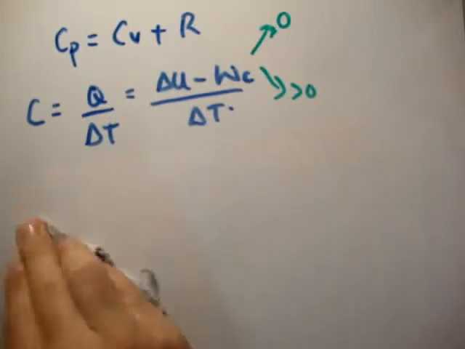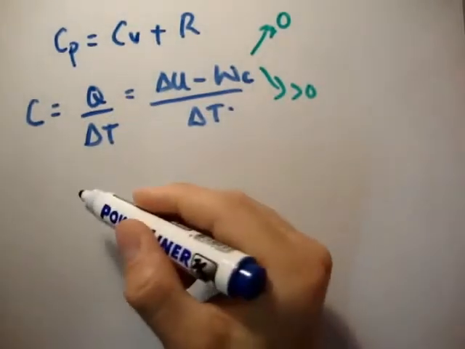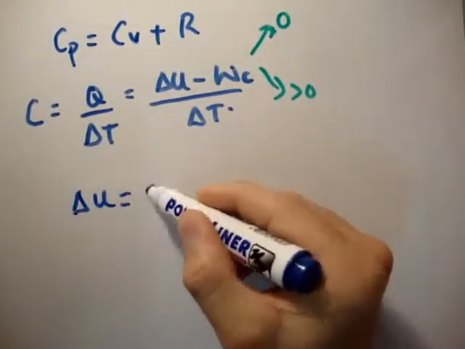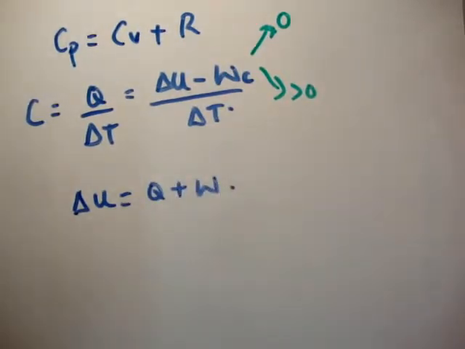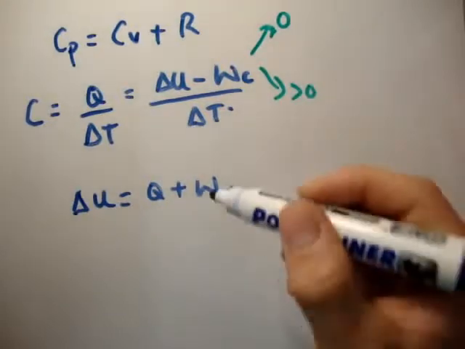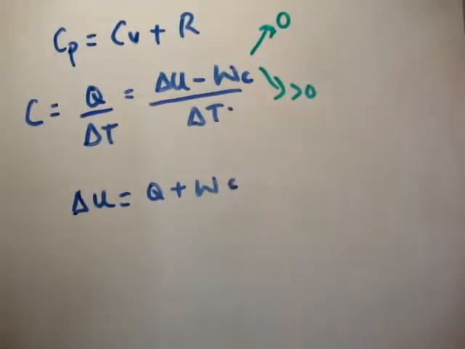Now, look at the first law: delta U is equal to Q plus W. If we're only talking about compression work, the only way you can increase the internal energy of something is either by adding heat or by compressing my system. But I'm saying that the system is at constant volume. So therefore there is no compression work being done.